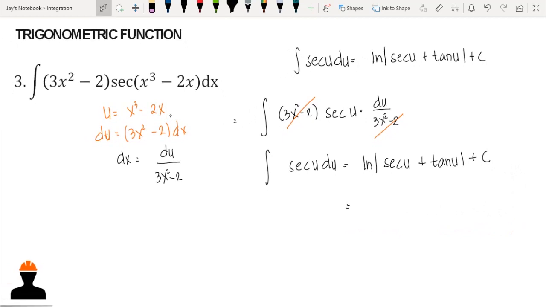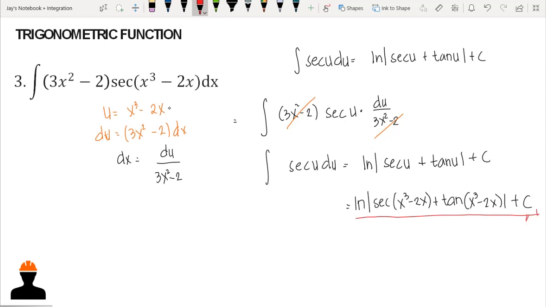And then we replace our u here by the function of x, and we know that u is equal to x cubed minus 2x. So therefore, we could have our final answer as the natural logarithm of secant, then we have x cubed minus 2x, that is our u, plus tangent of x cubed minus 2x, then we have the absolute value plus c. So this is the final answer or the integration of 3x squared minus 2, then we have secant x cubed minus 2x dx.